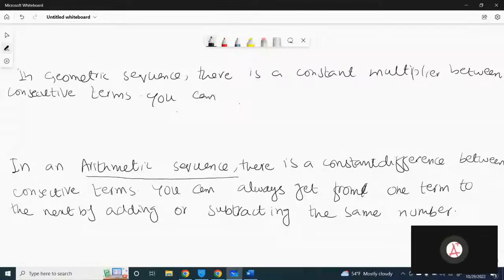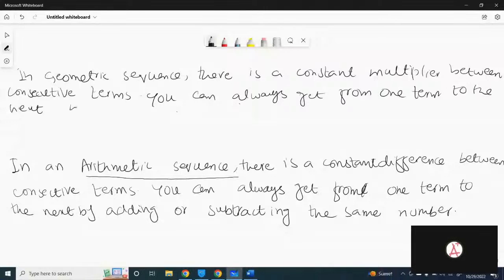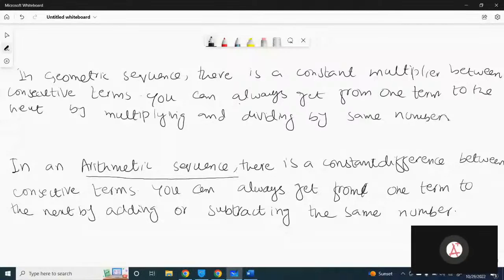This means that you can always get from one term to the next by multiplying or dividing by the same number. Got it? Okay, that's the difference between the arithmetic sequence and the geometric sequence. Let's do examples, then it would be more clear to you.